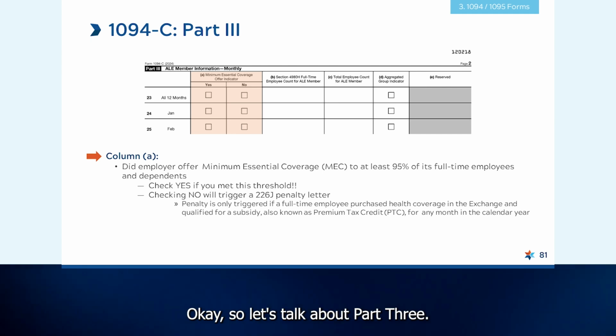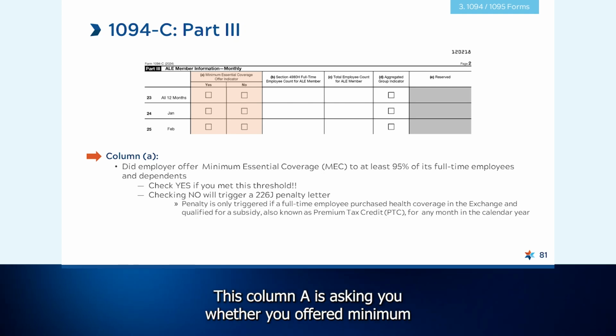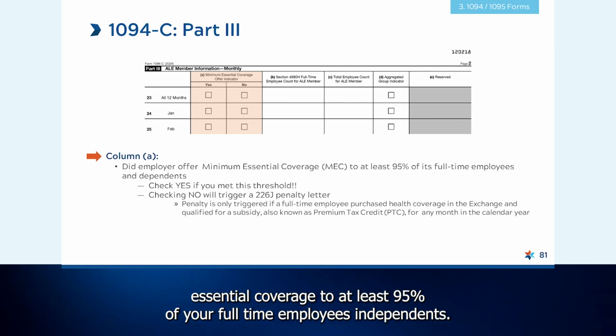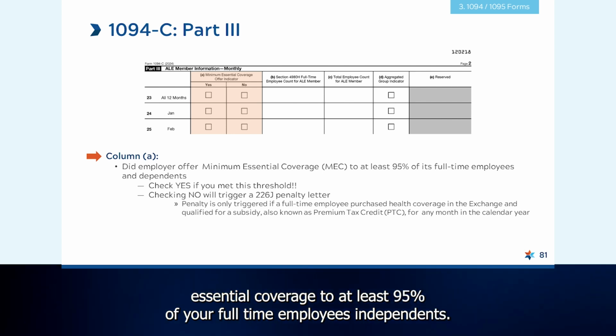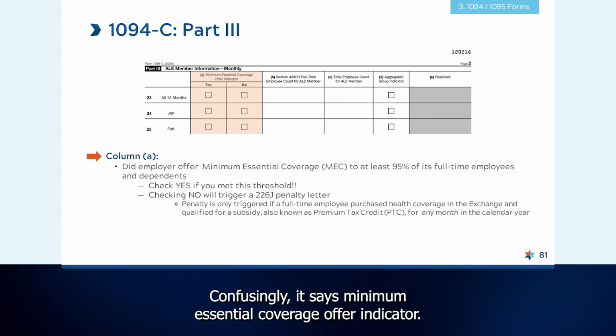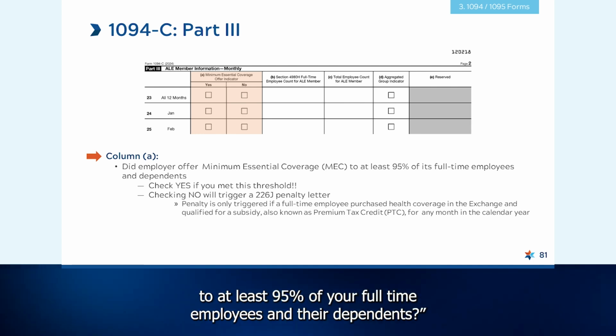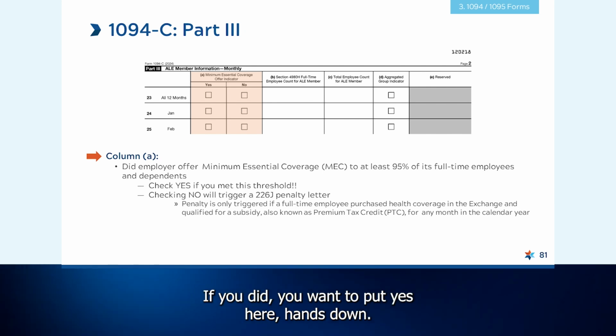Okay, so let's talk about part 3 now. This is the section that has that whole matrix. Column A is asking you whether you offered minimum essential coverage to at least 95% of your full-time employees and dependents. So it's worded a little bit different, confusingly: it says minimum essential coverage offer indicator. Basically, it's saying, did you comply with part A of the rule? Meaning, did you offer to at least 95% of your full-time employees and their dependents? If you did, you want to put yes here.